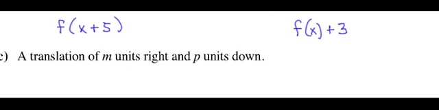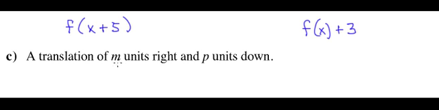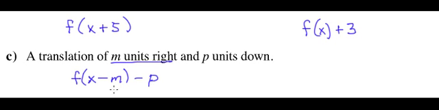And finally, a translation of m units to the right and p units down. If you want a horizontal translation like this one, then you have to do that inside the brackets. So that'll be x minus m, because we're going to the right, and they want m units, whatever that number is. Verticals go outside, so we want a number out here, and because it's downward, we want a negative number. So minus m takes you to the right, minus p takes you down.